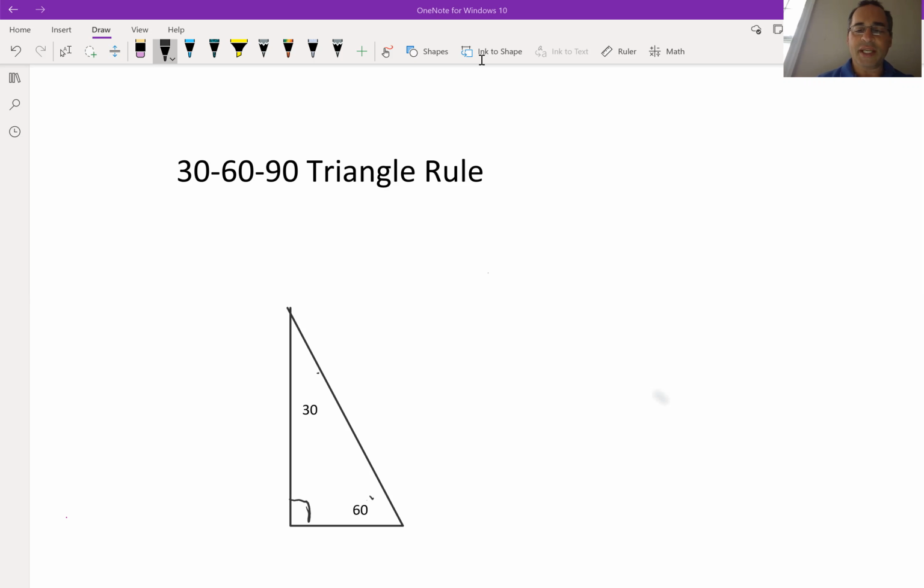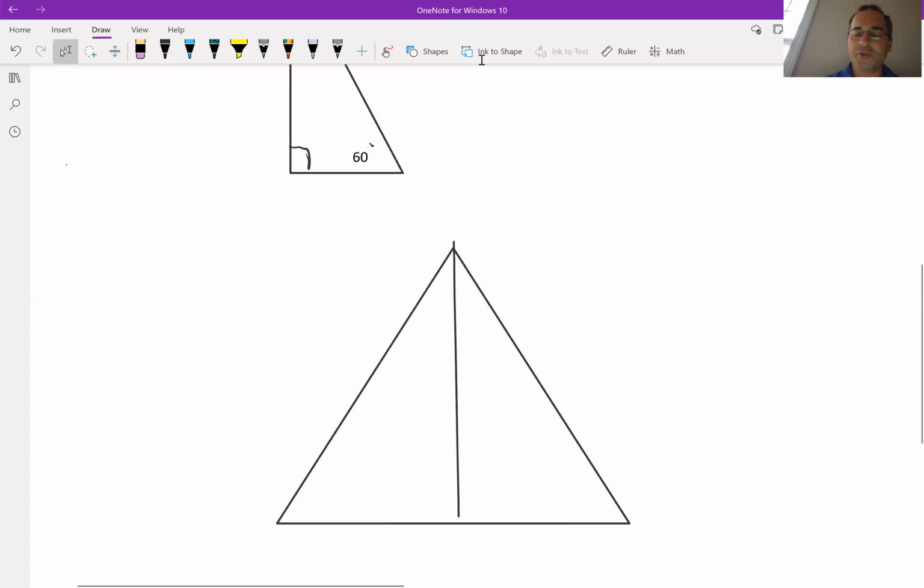So the solution is to take two of these triangles and put them together. When you take two triangles, put them together, and flip it, you get two 30-degree angles. 30 plus 30 is 60. You're going to have an equilateral triangle. You're going to have this. So put two of them together, you get an equilateral triangle, which is great.